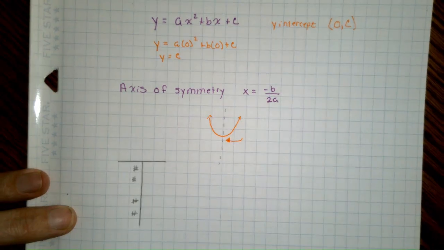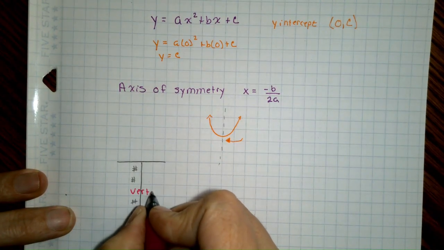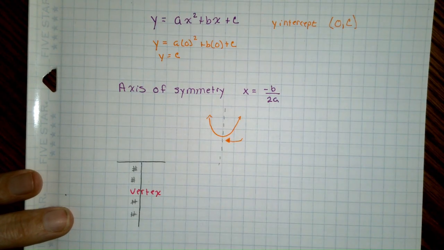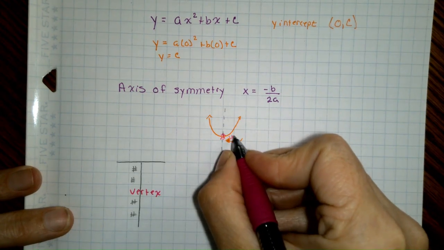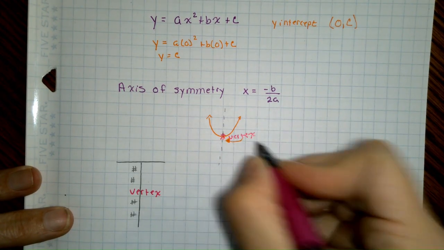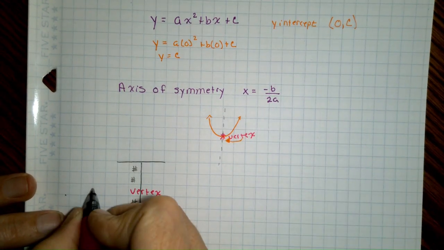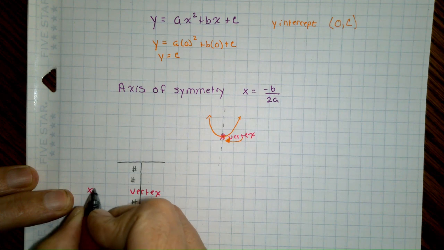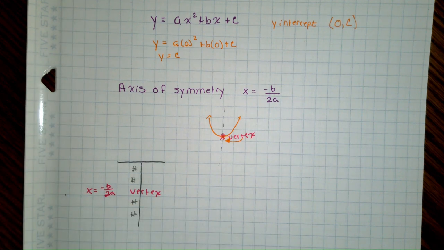I want your vertex to be in the center. Your vertex is going to be on your axis of symmetry. So that means the x part is the negative b over 2a value. So if we can do that, we can get this going and we'll be rock stars.